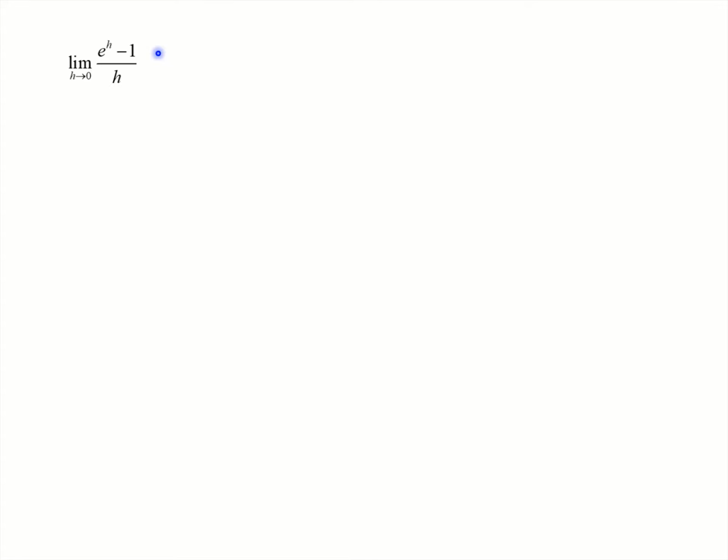So you should have an e button on the calculator. And so what I'm going to do is let h equal 0.1, because it's pretty close to 0, and let's see what we get. We get h is 0.1. This expression, e to the h minus 1 over h, becomes 1.05171.